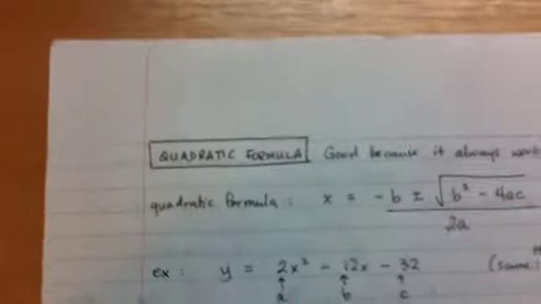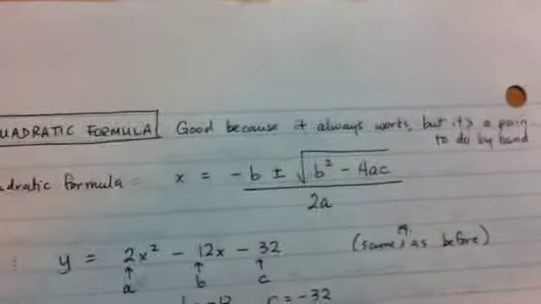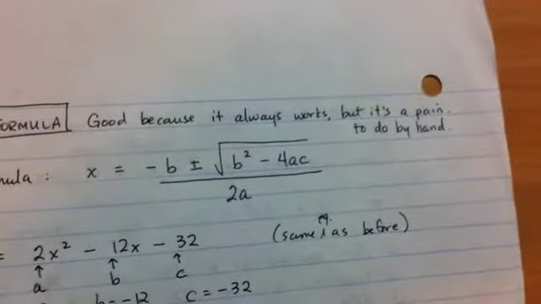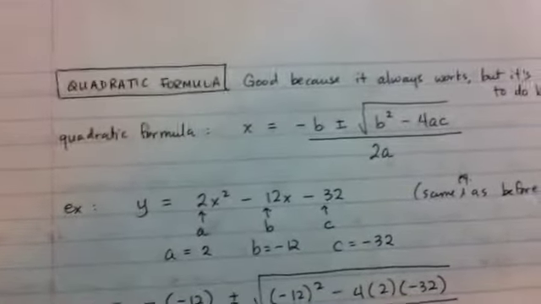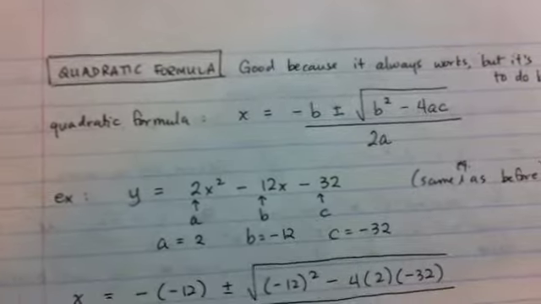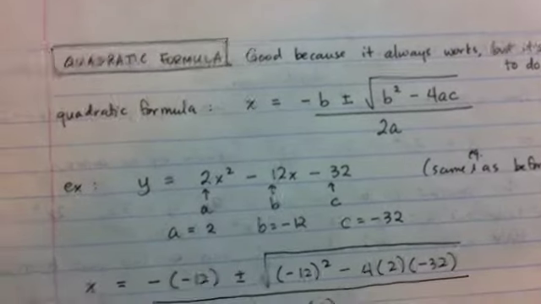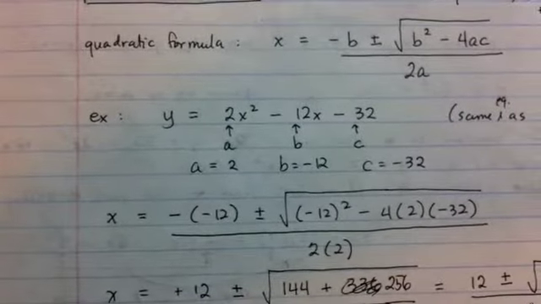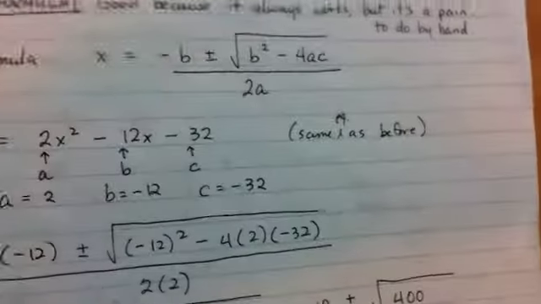Now we're going to look at the quadratic formula. This is good because no matter what equation you have, it will always work. It's a little bit of a pain to do it by hand as it takes a long time. This is our quadratic formula: negative b plus or minus the square root of b squared minus 4ac, all over 2a.